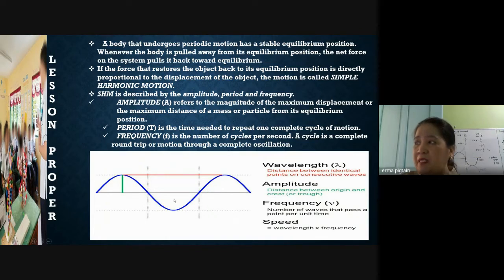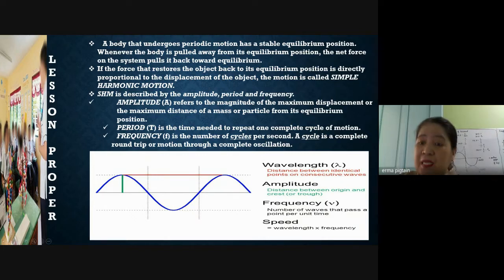Or it could be the distance from the principal axis going to the lowest point of our wave or the trough. Okay, so pareho lang, amplitude ang tawag dyan, ha? So it could be from the origin going to the crest or from the origin going to the trough. Amplitude lang yan.